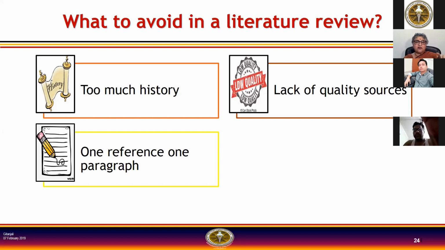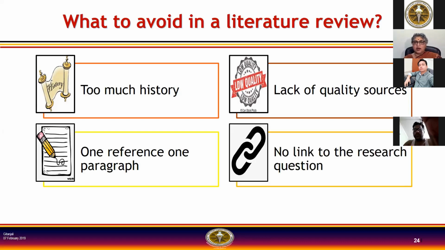Then, one reference, one paragraph. One paragraph, one reference should be avoided. That I have already told you. This is very, very common in writing the review of literature. That is not the way it should be written. Each paragraph should have a theme. So if you plan your review of literature the way I have told you, this will not happen.